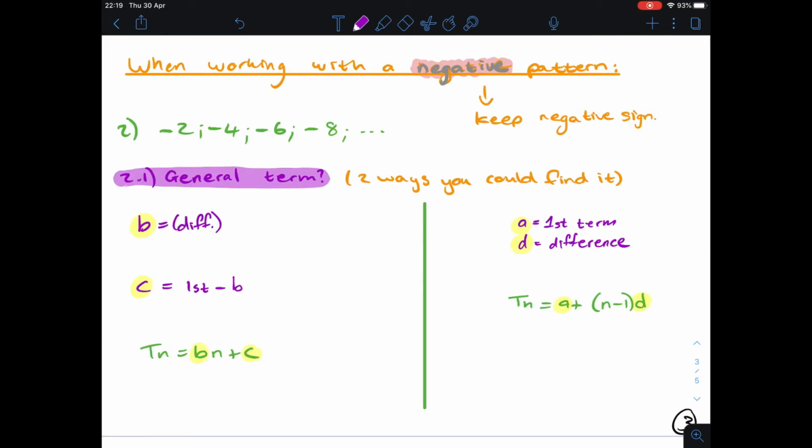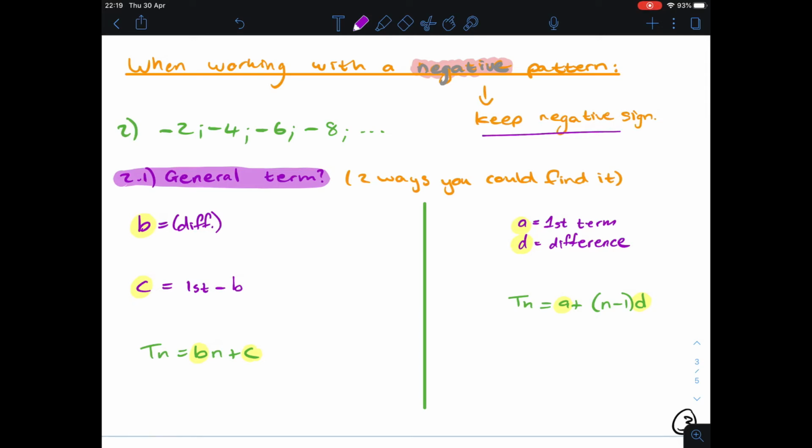Now let's have a look at what happens when we are working with a negative pattern. As you can see here, we have -2, -4, -6, -8, and so on. So let's see what happens with this. With this, it's very important to just keep your negative sign. So don't freak out about this.